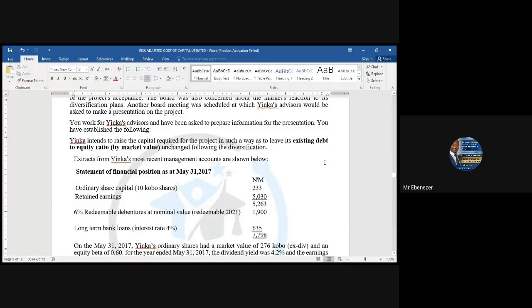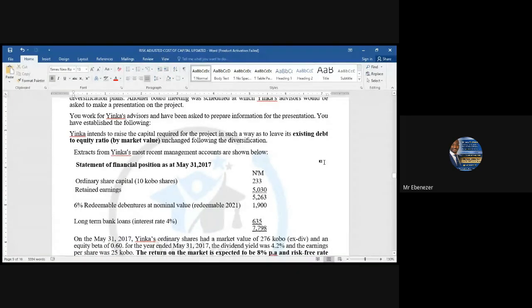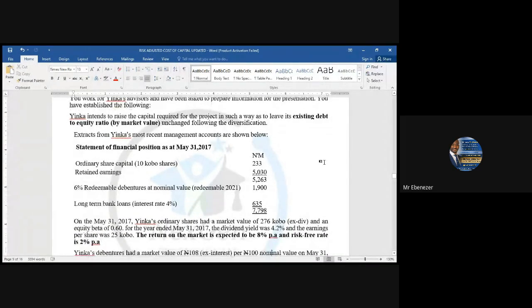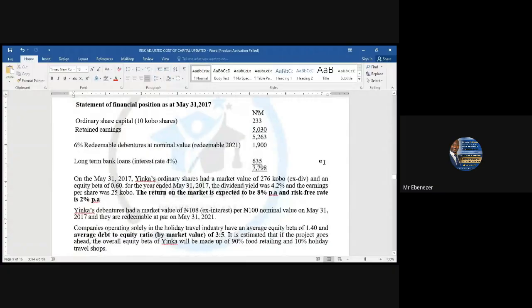Oh, we've done that before. Market value of debt and market value of equity. Okay, that's fine. We can pick it from here.